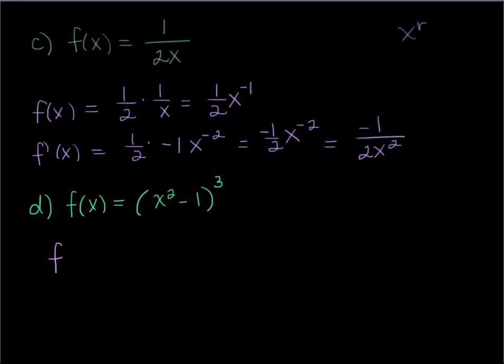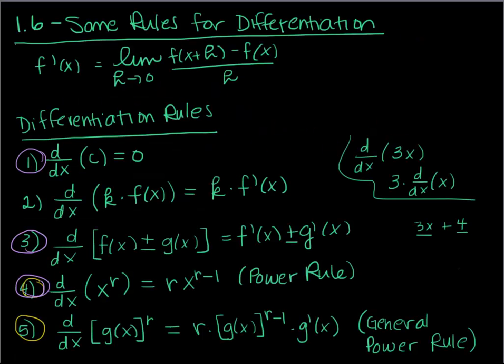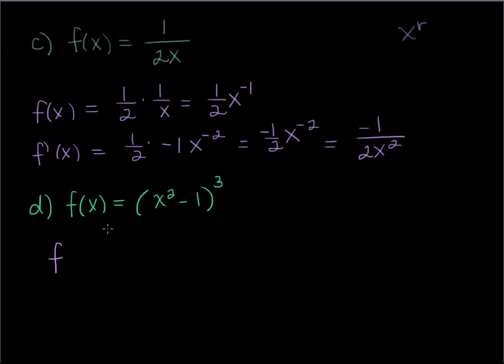So let's go back and look at what the general power rule told us. The general power rule says that if I have an inside function raised to an exponent, I basically do the power rule. I bring the exponent down, take one away, but then I multiply by the derivative of the inside. So let's do that. So f prime of x. You should be putting a prime when you go to take the derivative. So f prime of x then.